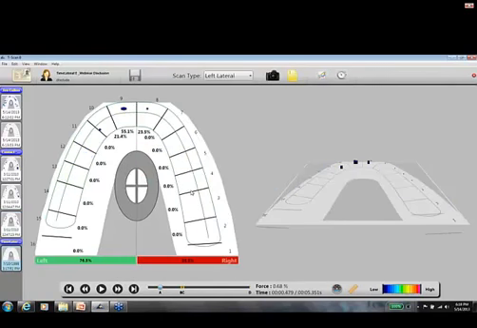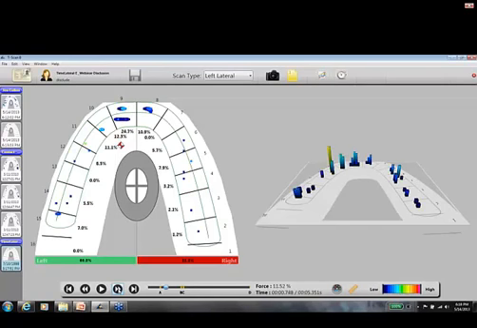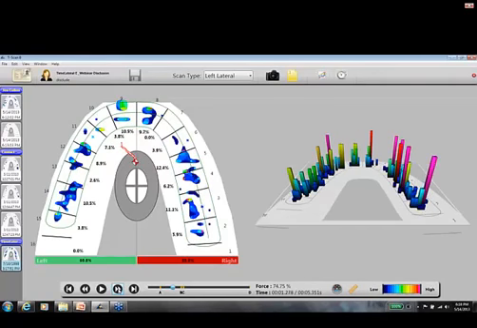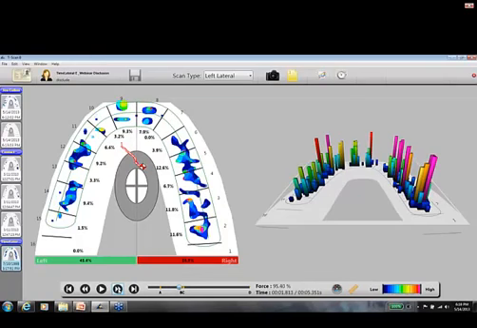Now let's look at the first case here. This is the patient closing. You're going to see them close and then slide to the left. So they close, and really they're pretty well balanced. Look at this, 50, 49, 50. It looks pretty good.